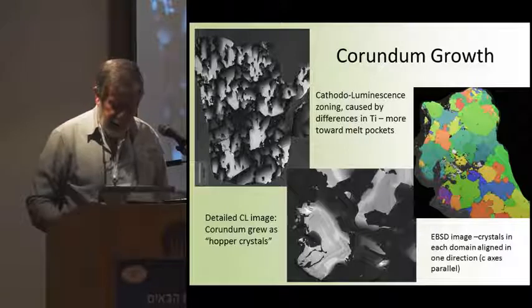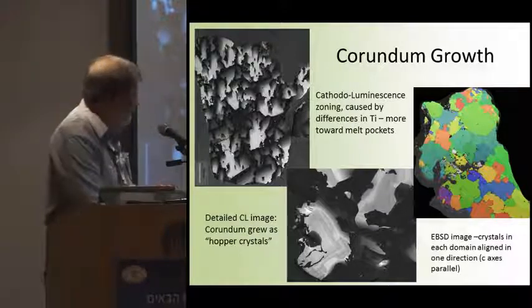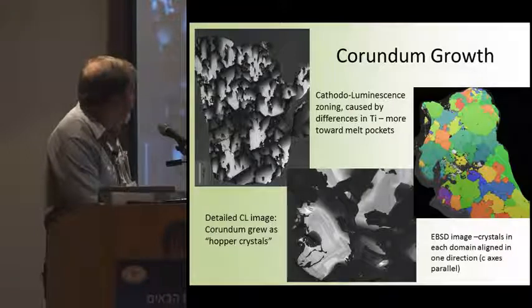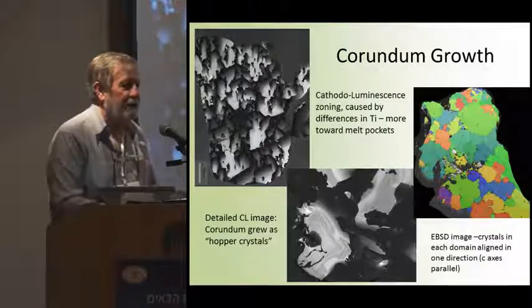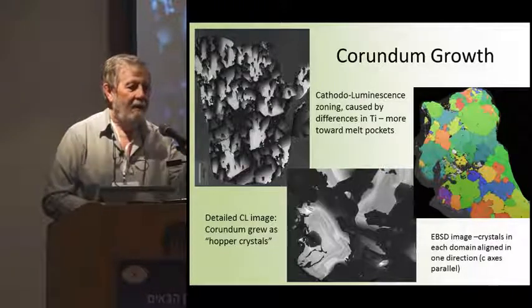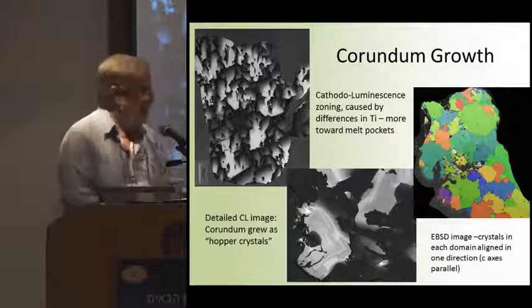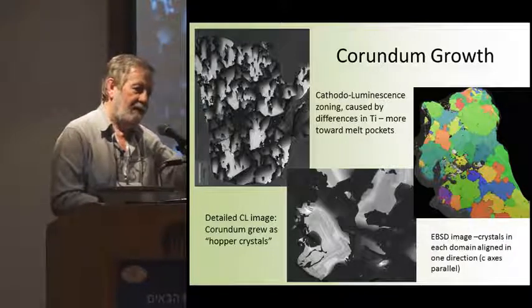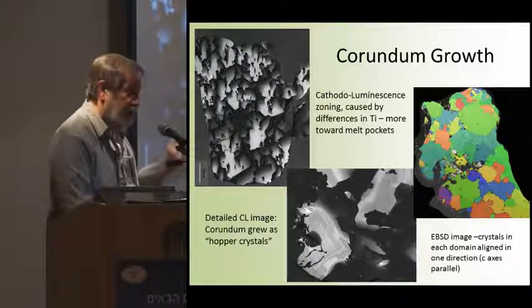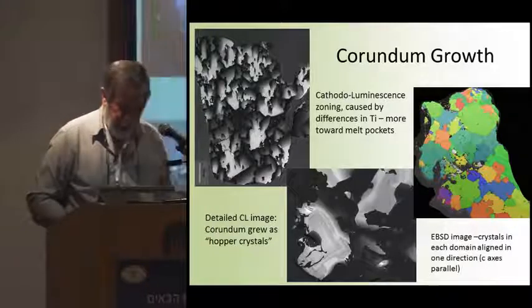If you then look at some of these larger pieces in an EBSD image, which is sitting over here, each of these domains consists of lots of small crystals, but the similar color shows that all those crystals have the same orientation. In this case, it means their C-axes are parallel. If it's a little bit different color, it means the C-axis is a little bit different in orientation, and some of them are much different. So this is pretty characteristic of hopper growth.